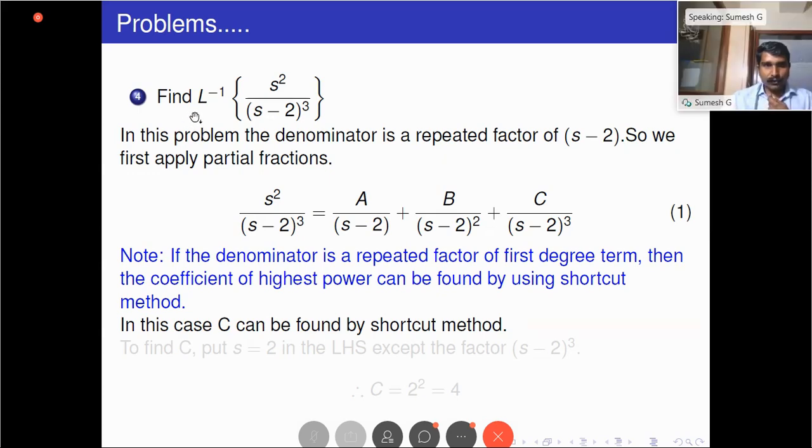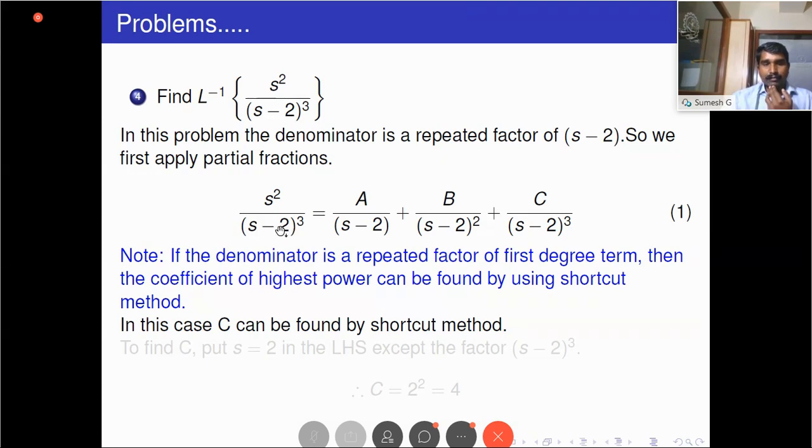Now consider question 4. Its partial fraction form is A by (s minus 2) plus B by (s minus 2) square plus C by (s minus 2) whole cube. And in this case, the denominator is a repeated factor of s minus 2.